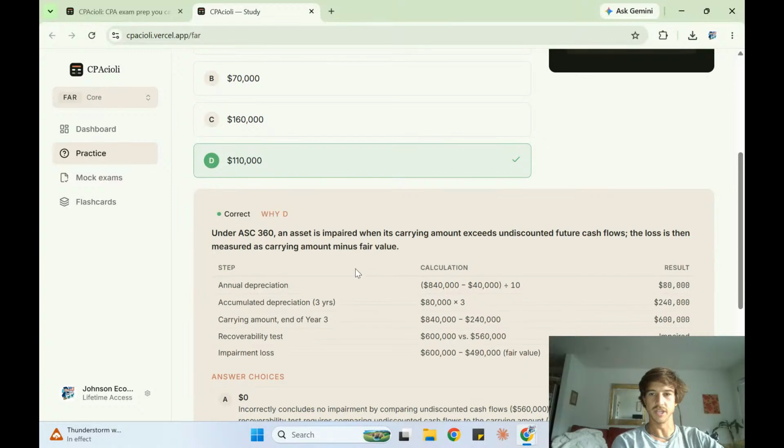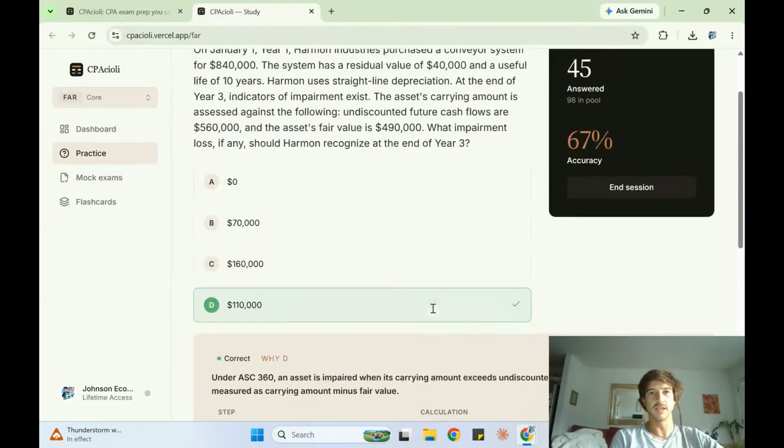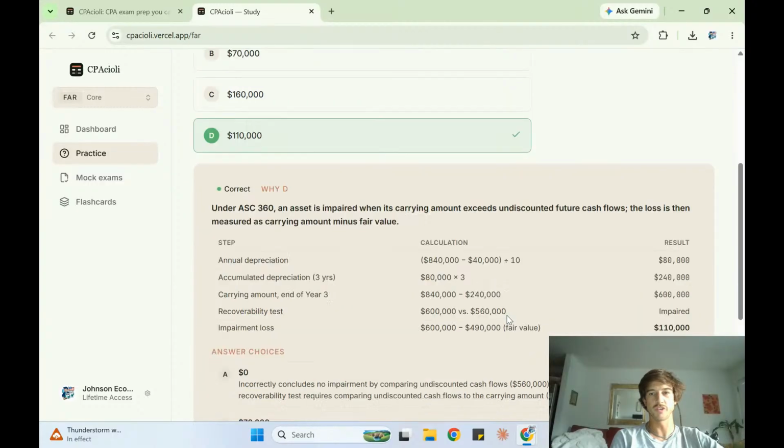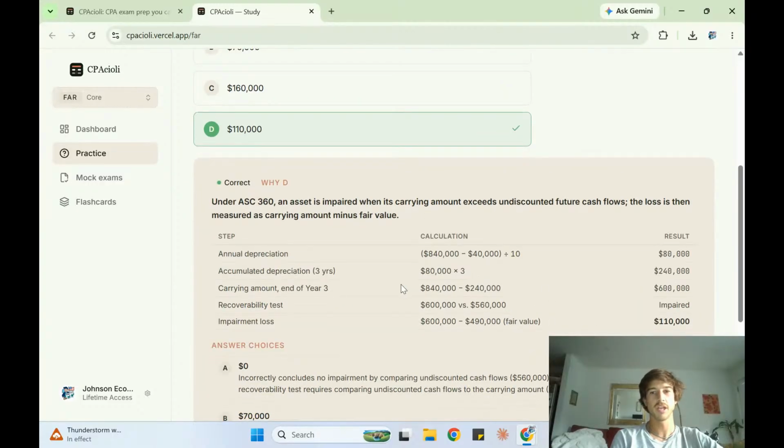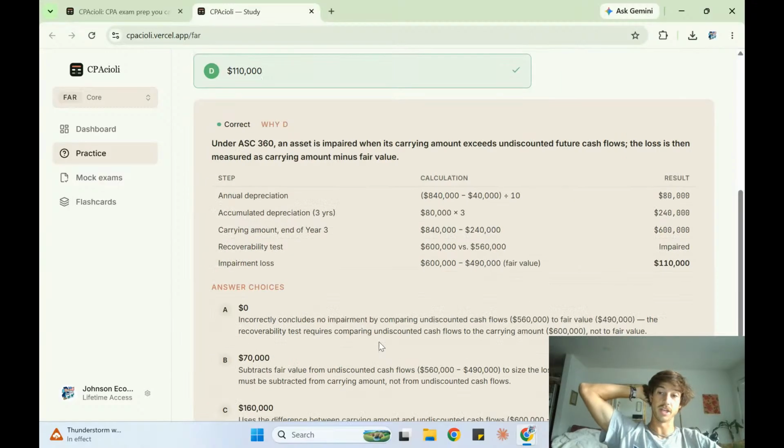And here's basically what I explained. You subtract the depreciation, and the carrying amount is greater than the undiscounted future cash flows, which means it's impaired. But to actually calculate it, you subtract the fair value from the carrying value and get 110,000.